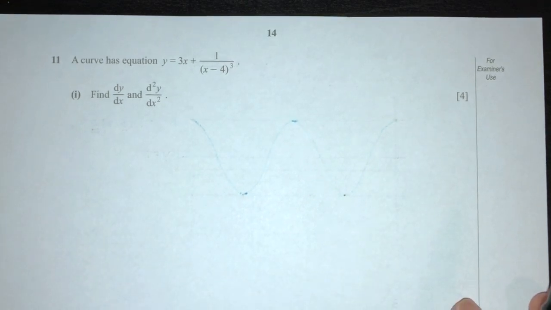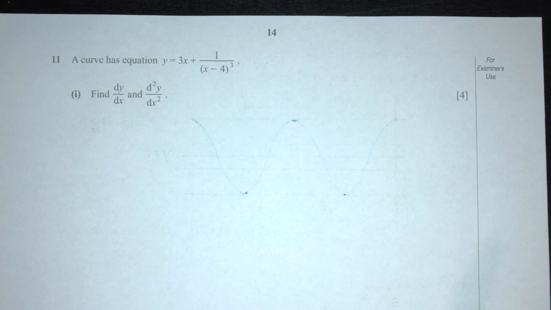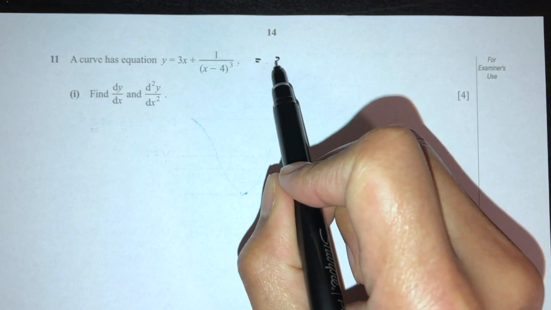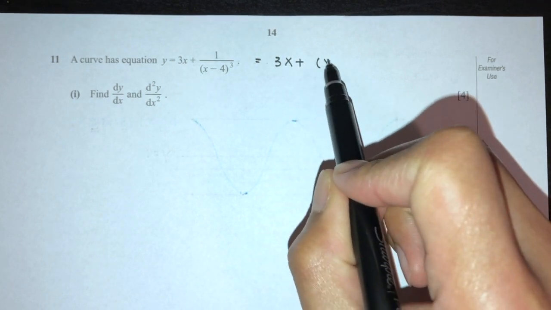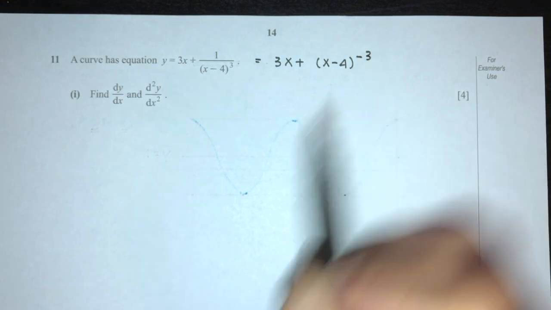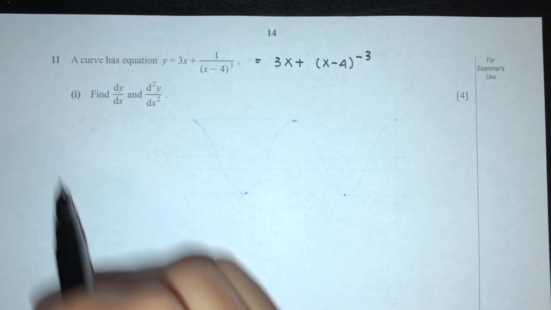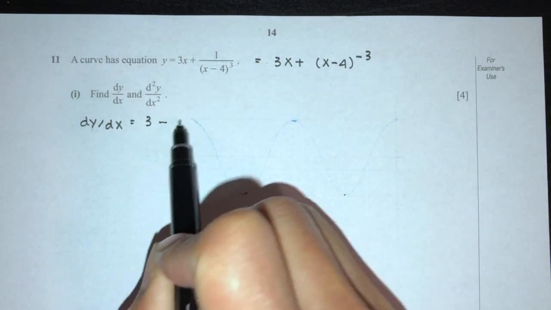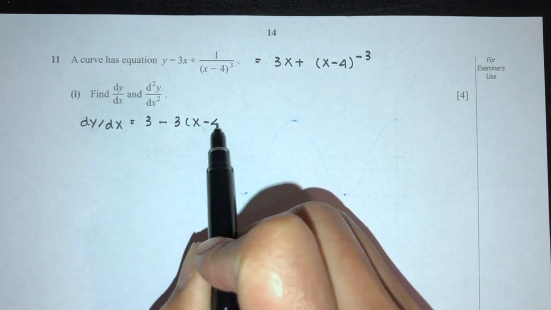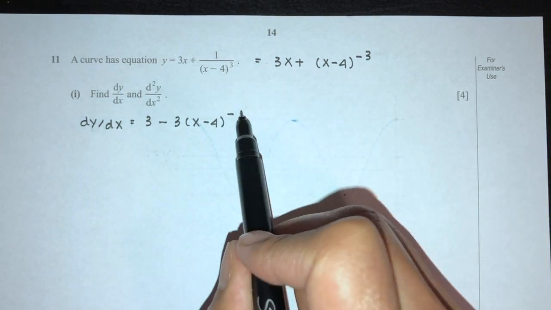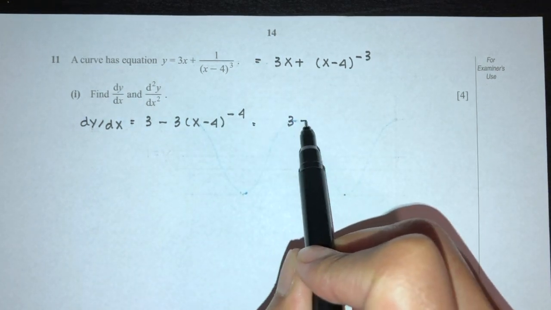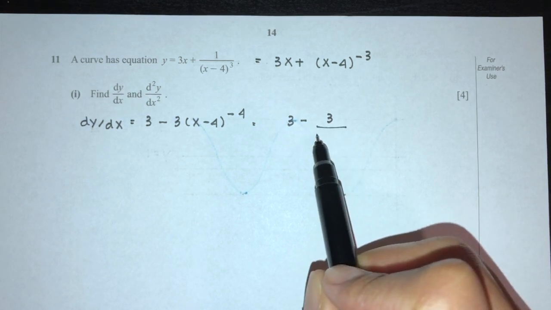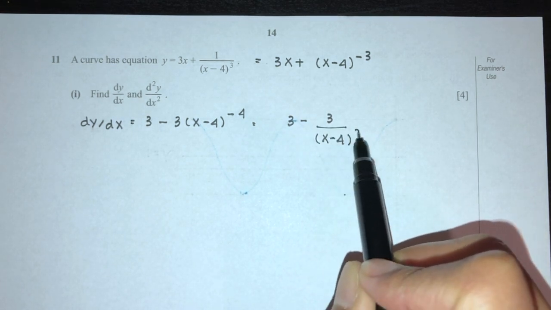Now let's move on to question number 11. A curve has equation y equal to this. We have to find dy by dx and d2y by dx2. So first thing, let's simplify. How can you rewrite this? You can do 3x plus (x minus 4) to the power minus 3. Now for this one, dy by dx will be 3 minus 3(x minus 4) to the power minus 4 times minus 4. That should be 3 minus 3 over (x minus 4) to the power 4.